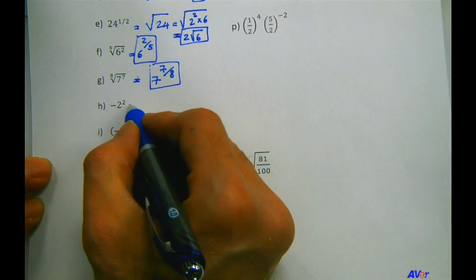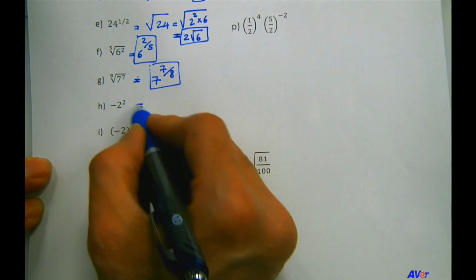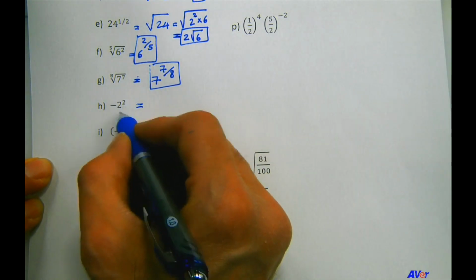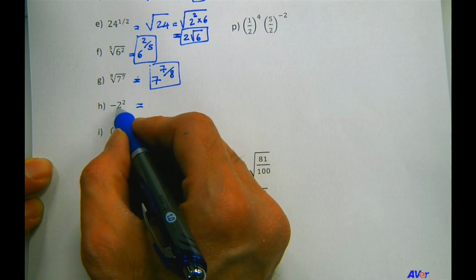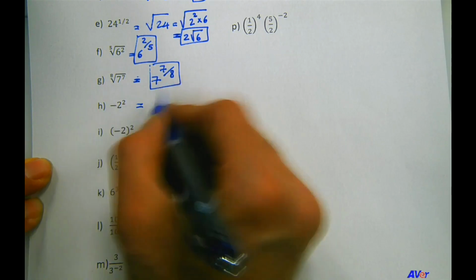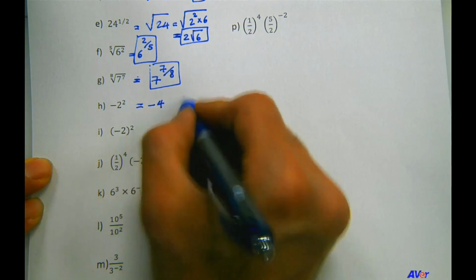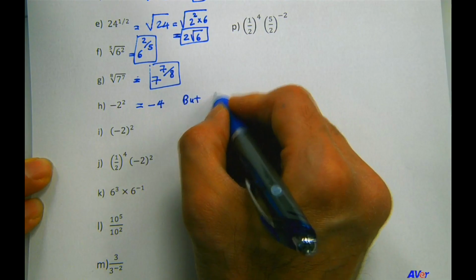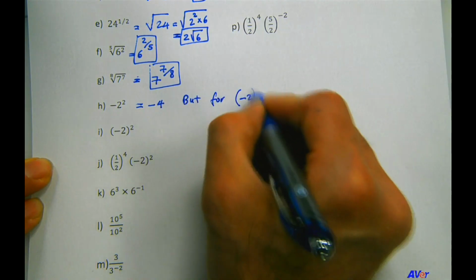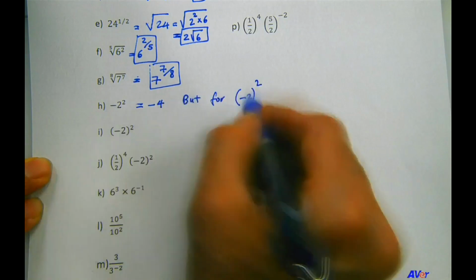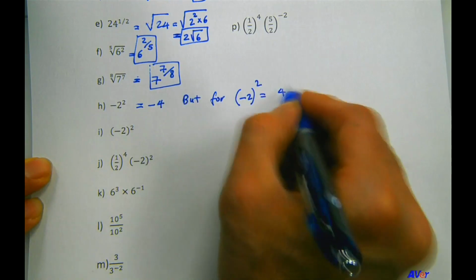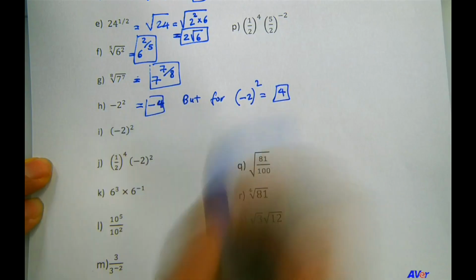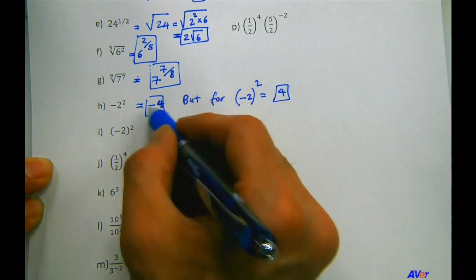This one, well, this is just applying properties of exponents. Notice there is no parentheses around -2. So this squared applies only to 2, not to the negative. So we're going to get -4. But if you put the -2 in parentheses squared, then you're going to have +4. I hope you can see the difference and the distinctions between when the negative stays and when the negative doesn't.